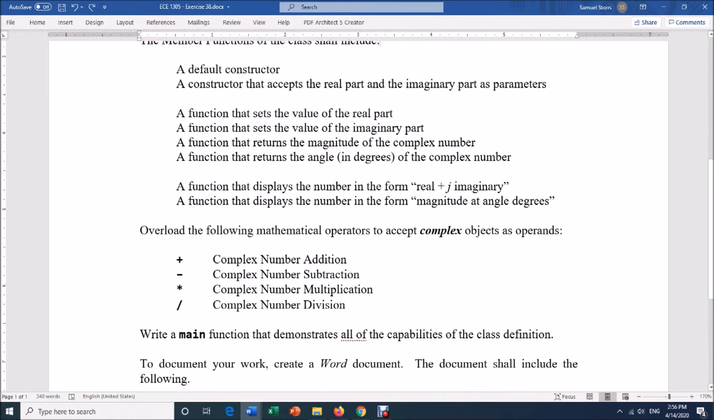So it would seem that you would want to allow for a function call to return the magnitude of the complex number. And if you call for a function that displays the number in the form of magnitude at angle degrees, one function will have to call another function. I'll leave it to you to work out the programming details.